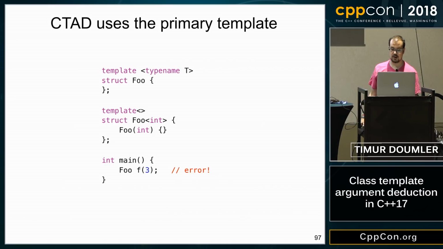So for example, here you have a primary template Foo with template typename T. It doesn't even have to have a definition; CTAD can even work if it's just a declaration. Then you have a specialization of Foo for int, and that has a constructor that takes an int, but the primary template doesn't have it. Now, if you try to instantiate Foo from an int, CTAD is not going to see the constructor that takes an int, because it's in a specialization. It's only going to look at the primary template. It doesn't have that constructor, so it doesn't find anything in this overload set, and it fails.